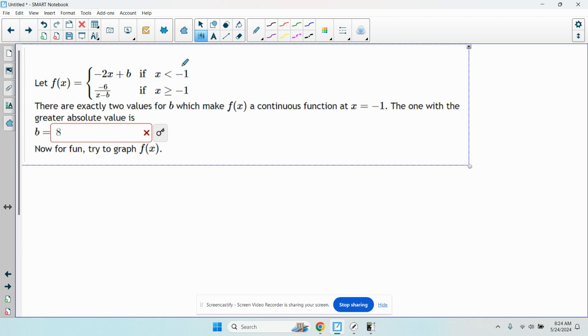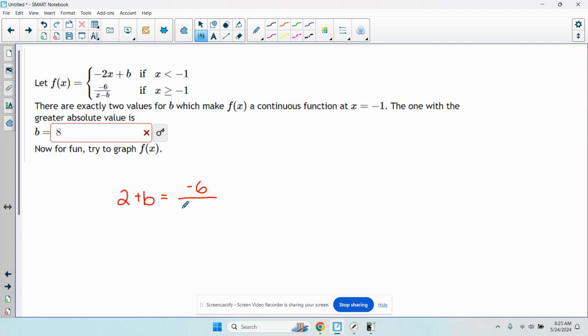And the last one, it says there are exactly two values for b which make this function continuous at x equals negative 1. The one with the greater absolute value is. So we're basically just going to figure out what values of b make these two things the same when x is negative 1. So I can go ahead and plug negative 1 into the top and into the bottom and set them equal to each other. So this is going to be negative 2 times negative 1 is positive 2 plus b equals negative 6 over negative 1 minus b.